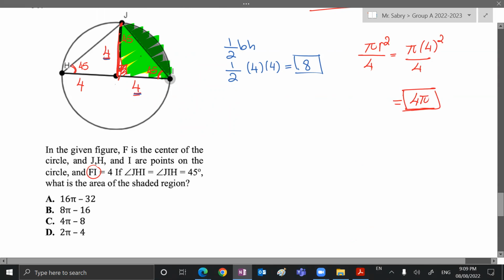If I need to find just the shaded region, I'll subtract from the sector the triangle, which is 8. Once you do that, you'll get this form here, which is C. Please ask about this one if you're a tiny bit confused.